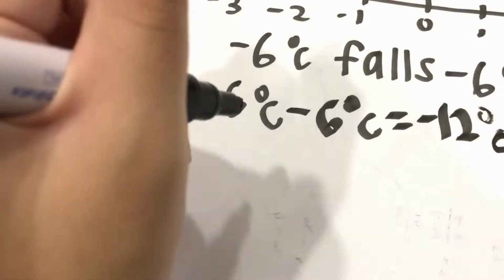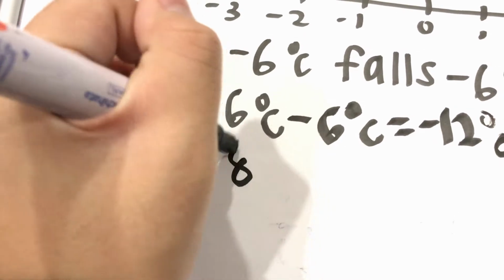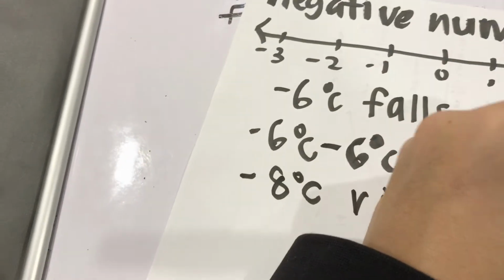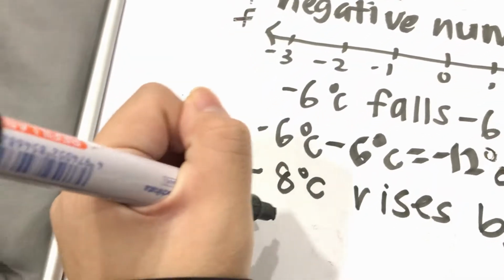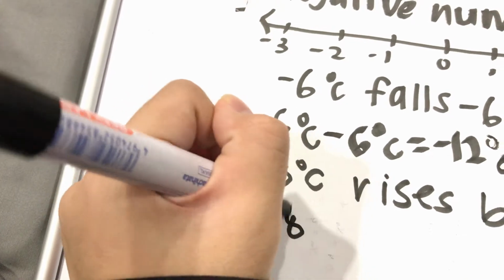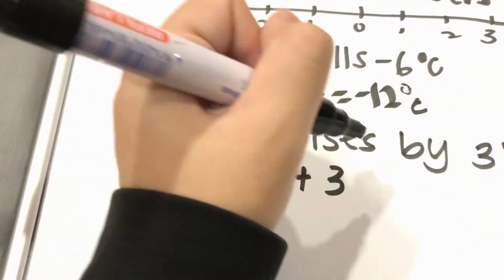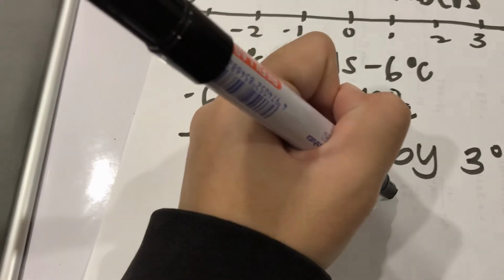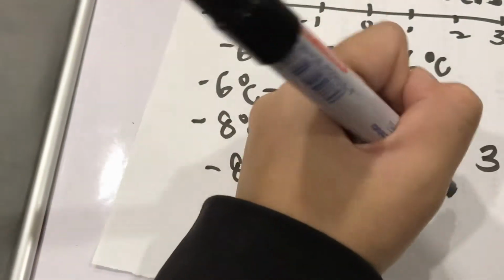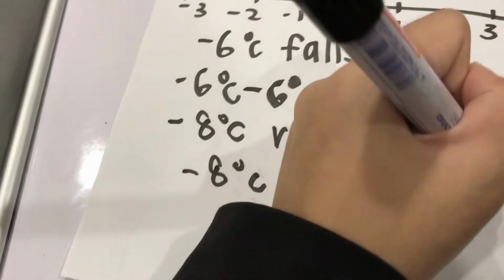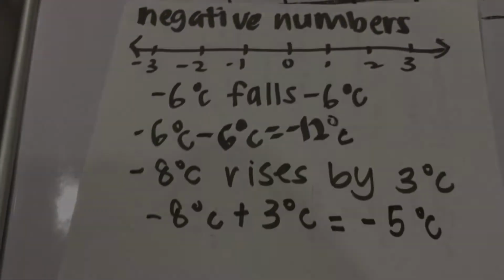And it can also rise. Like -8 degrees Celsius, and it rises by 3 degrees Celsius. Then it can be written as -8 degrees Celsius plus 3 degrees Celsius. Then you get -5 degrees Celsius. Yeah, basically this is it.